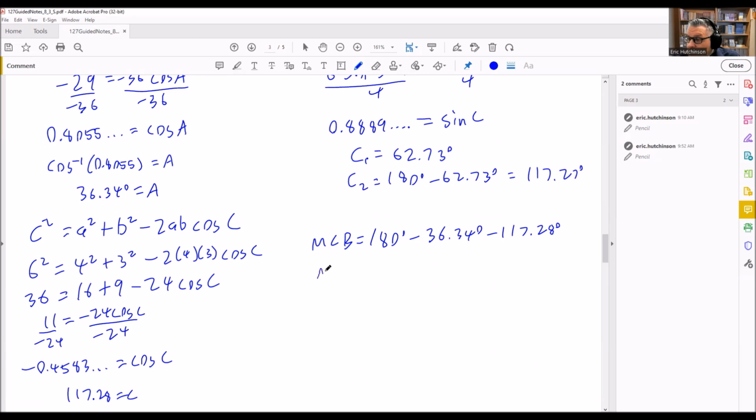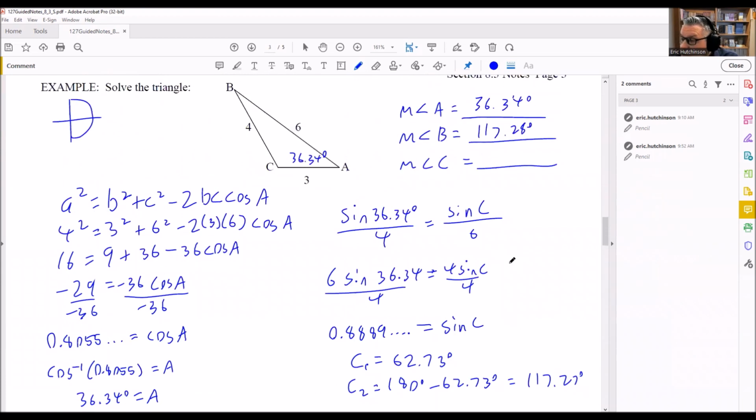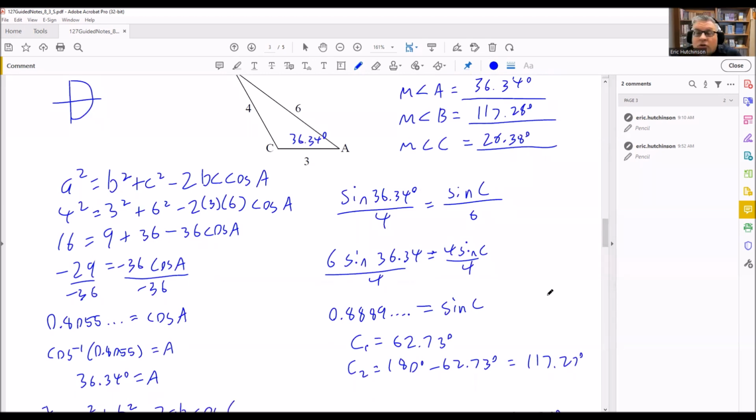So if you subtract all that, we get the measurement of angle B is equal to 26.38 degrees. And so now we have all three of the angles. So I'll put that up here, 26.38. This triangle is now solved because we know all the sides were given to us, but now we know all the angles. So we're done.